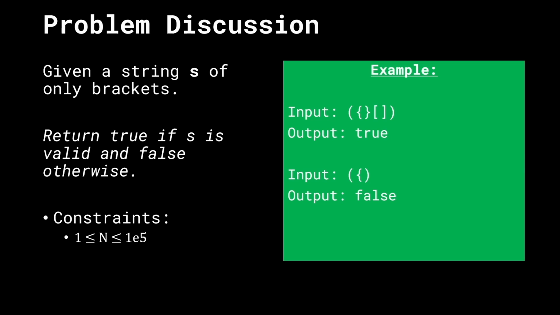Given a string s containing only brackets, we have opening and closing brackets of the type round, curly, and square. The goal of this problem is to return true if s is valid and false otherwise. Looking at the example cases, the first one returns true because the closing and the opening brackets match appropriately. In the second case, however, there is a stray opening curly bracket which never gets closed. In fact, it is trying to close the round bracket, which is invalid. So we have to return false in this case.